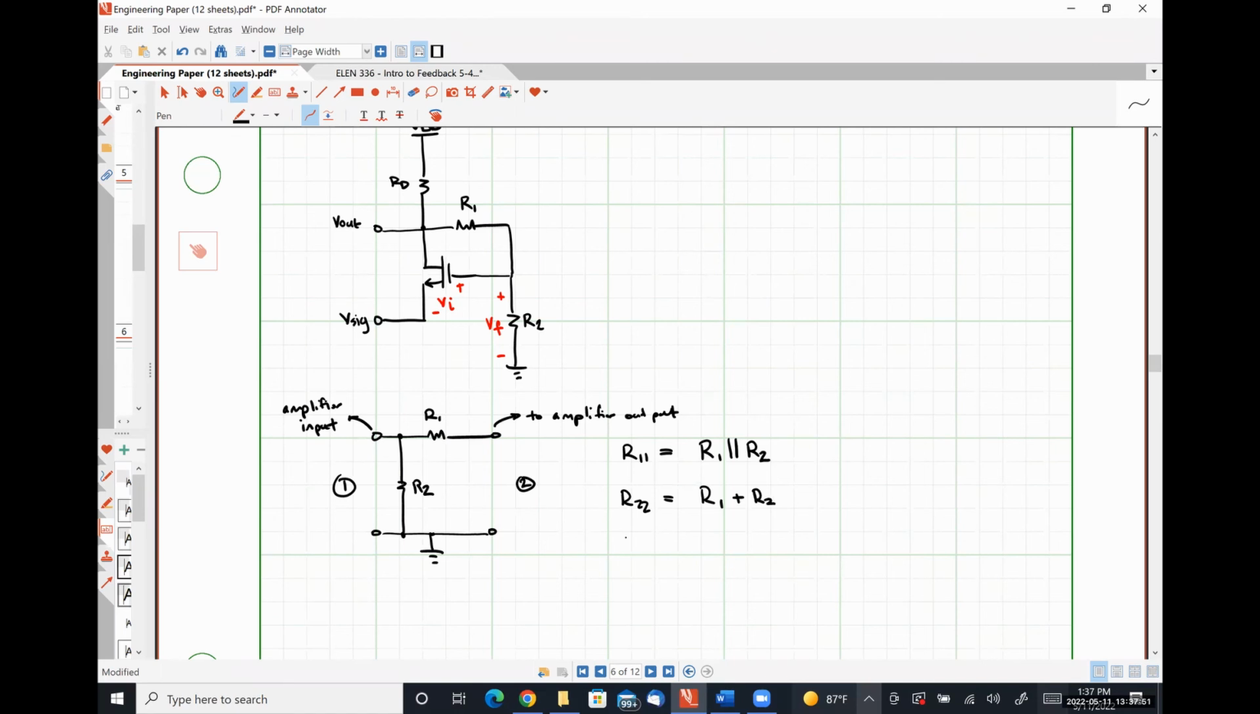How do we find our feedback factor? Okay. So this is a simple voltage divider circuit. And we want this voltage measured across resistor R2 divided by this voltage, which is the voltage drop over those two in series. So it should just be R2 over R1 plus R2. We could formally do it with a test source and all that kind of stuff if we need, right?